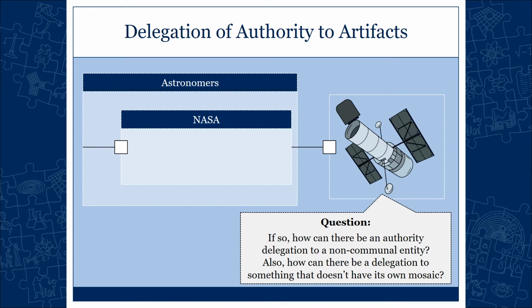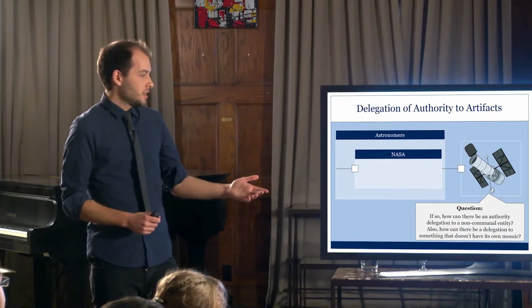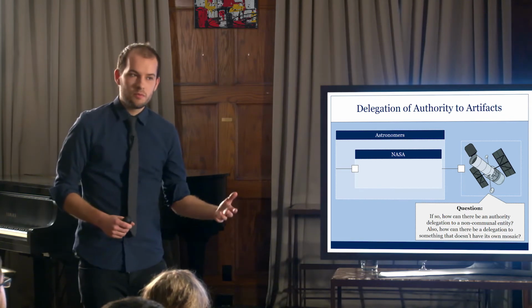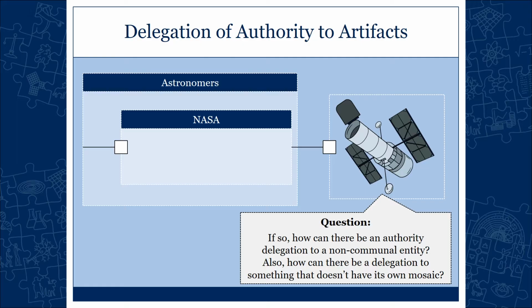If it is the case, how can there be an authority delegation to a non-communal entity? These instruments aren't necessarily the same as a community of any sort. So how can we delegate authority to something that, in addition to not actually being a community, probably doesn't have a mosaic of its own? This is a huge open question, especially when we consider how big the field of the history of technology is.